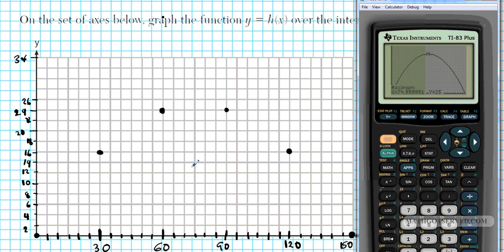So where is 75? Well, this is 60, 65, 70, 75, 80, 85, 90. So 75 is right here. And then 75 takes us all the way to 25. Since this is 26 and this is 24, the middle will be 25, yes? So there goes your maximum right there.